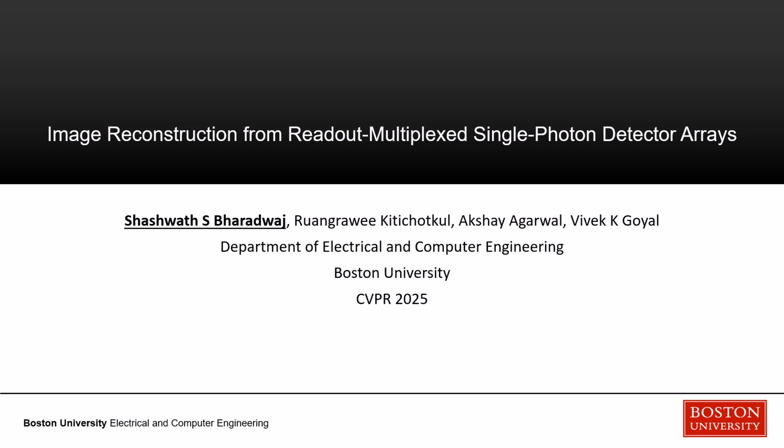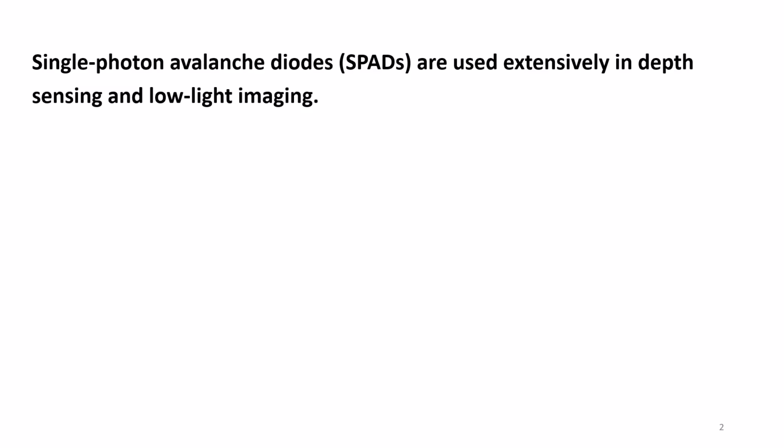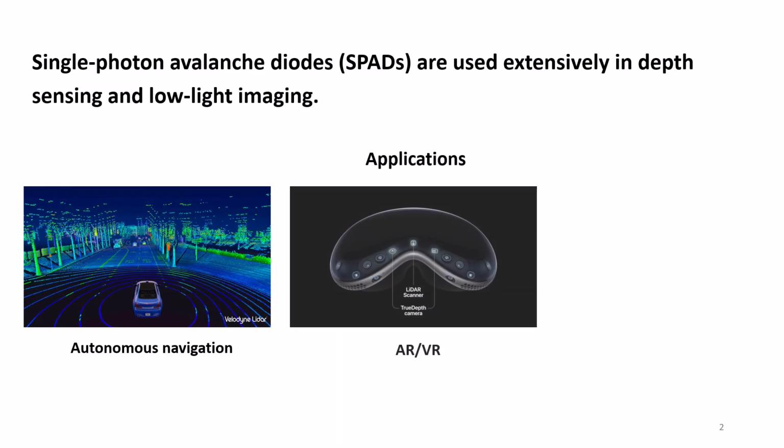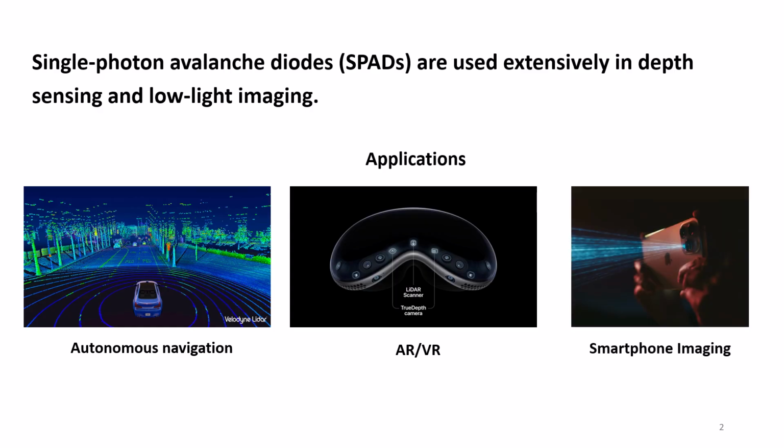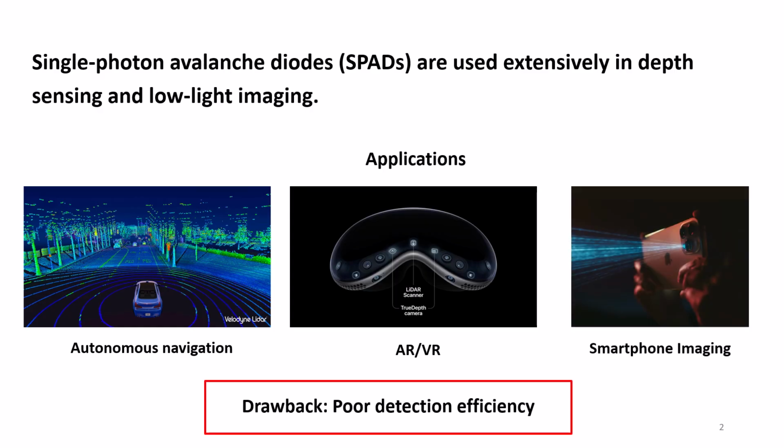In this work, we present a probabilistic framework to resolve ambiguities in the spatial locations of photon incidences using multiplexed readouts from single-photon detector arrays. Single-photon avalanche diodes are widely studied for use in applications like LiDAR for self-driving cars, VR headsets, and smartphone imaging. However, they suffer from poor detection efficiency outside specific wavelengths.